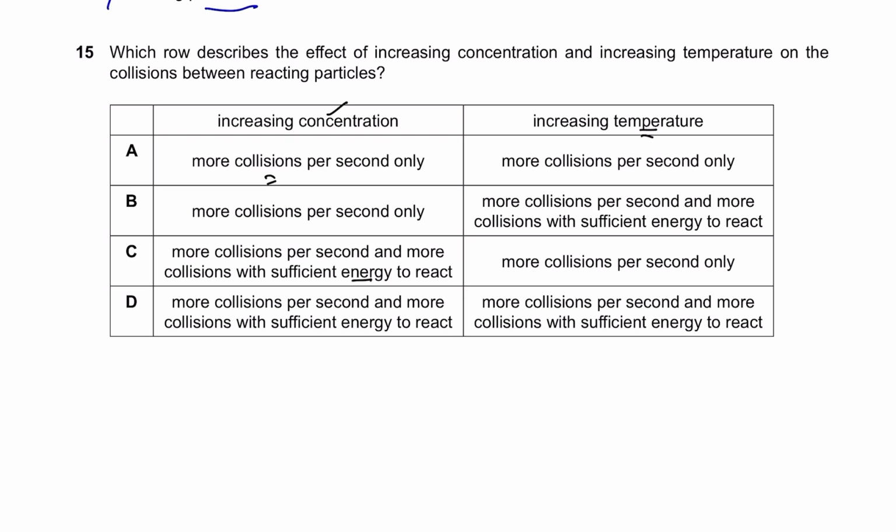That's why doubling the concentration increases the rate by 2. But if you double the temperature, it increases the rate by more than 2, because temperature is a form of energy. It gives the particles sufficient energy to react, and it also results in more collisions per second because kinetic energy increases, so the frequency of collisions increases. That's why B is the right option. For concentration you have more collisions; for temperature you have more collisions as well as collisions with sufficient energy to react.